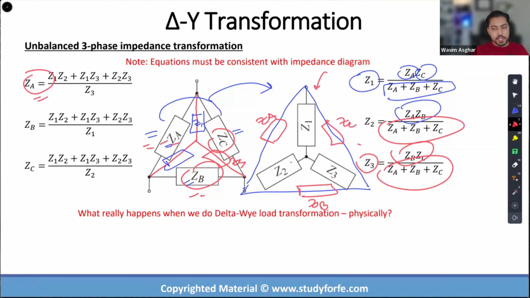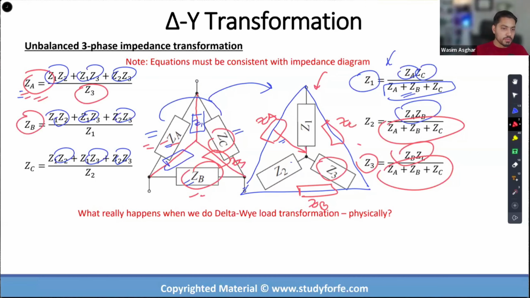the sum of all the three products, Z1 Z2, Z1 Z3, Z2 Z3. That is true for all three of them. When we are coming up with the Y configuration, we are taking some of them. The difference in the case of ZA is what is in the denominator. Right opposite to ZA, you can see that there is Z3. When it comes to ZB, right opposite to ZB is Z1. That ends up in the denominator. And when we're looking at ZC, opposite to ZC is Z2. So this is how you can go from a Y to delta in an unbalanced scenario.